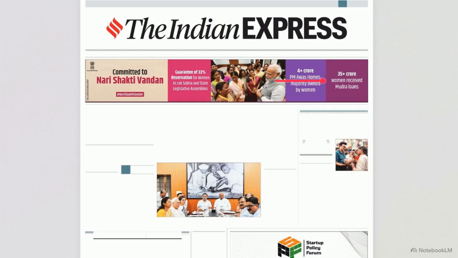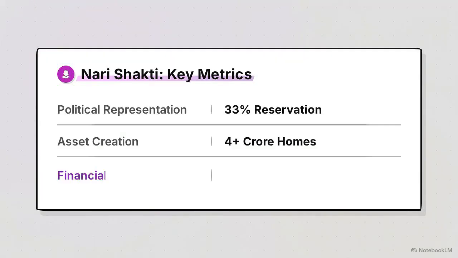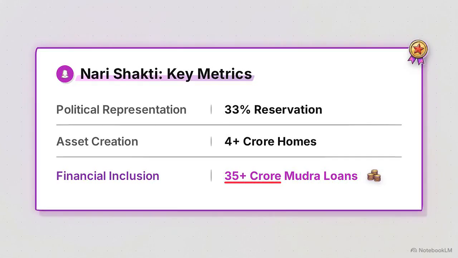Finally, the far right block. We pull our financial inclusion metric. Over 35 crore women have received mudra loans. Complete the table. Row 3 is financial inclusion. The value is 35+ crore mudra loans.